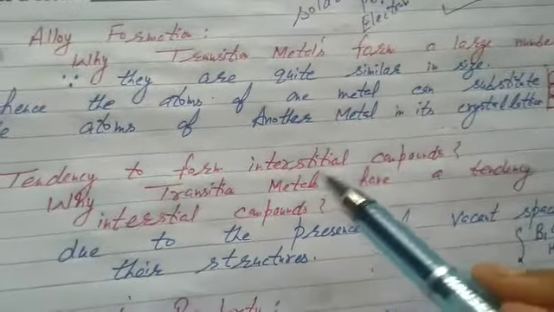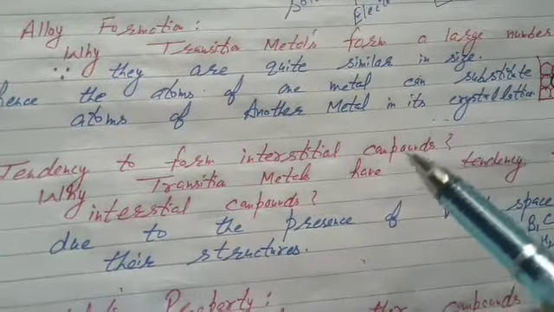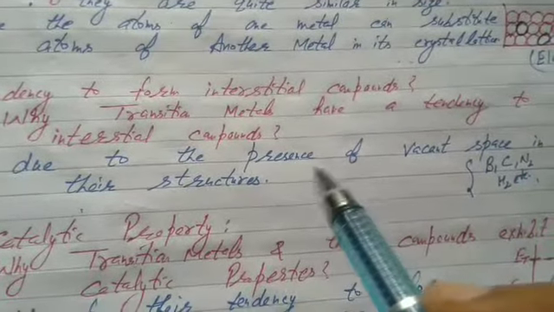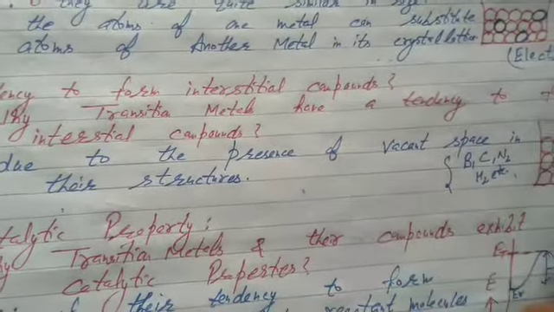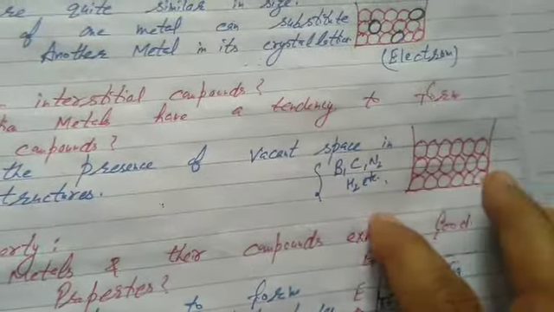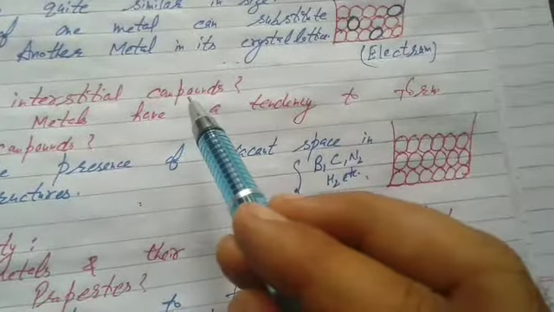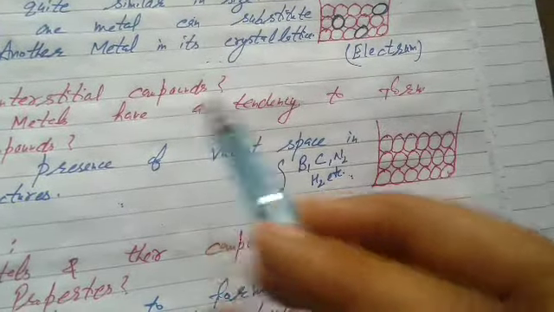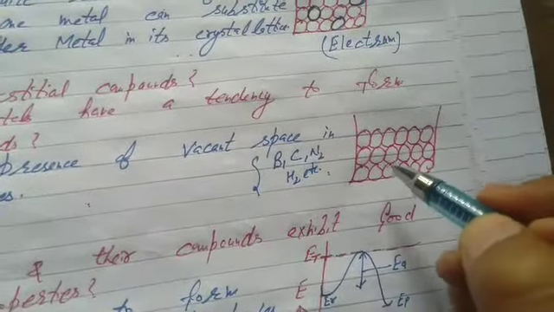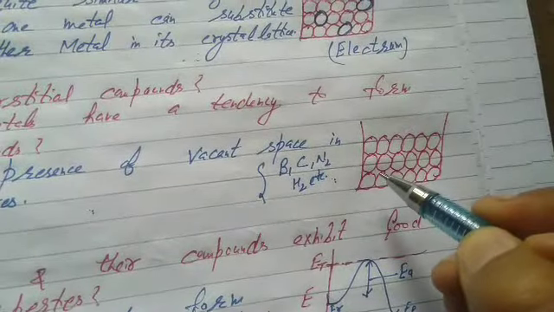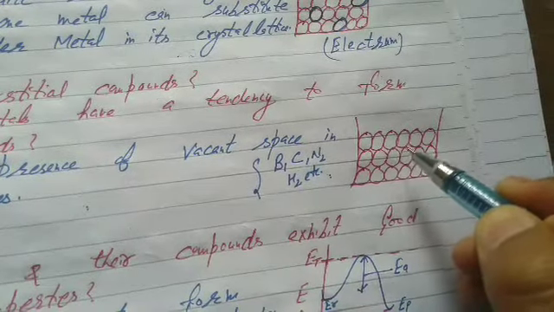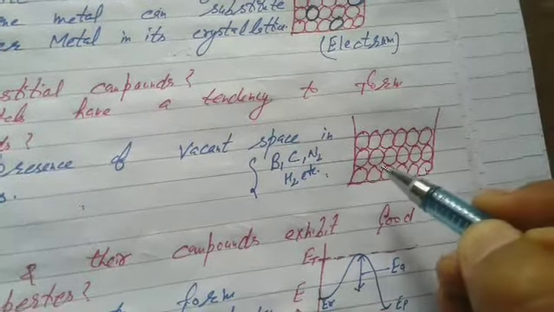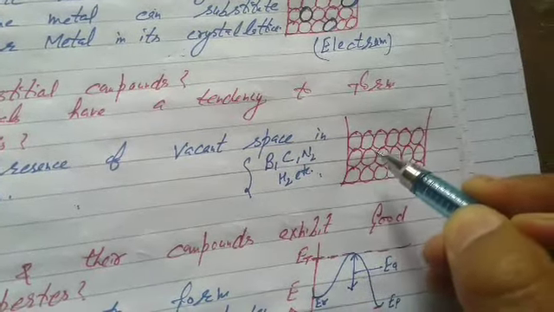Tendency to form interstitial compounds. In it we are going to study the question, why transition metals have a tendency to form interstitial compounds. Students, at first you should know what interstitial compounds are. Interstitial compounds are formed when small non-metallic atoms are entrapped inside the vacant space of the crystal lattice. Students, please look here, that's the vacant space.